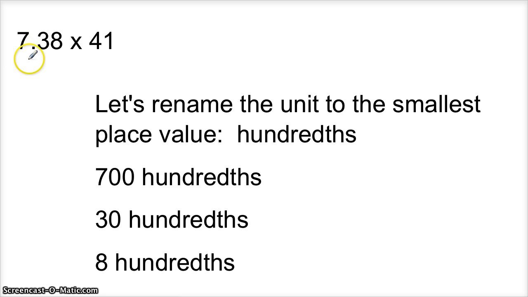So the reason how I got those is I'm looking at my hundredths place, filling in some zeros. So that makes 700 hundredths is what that 7 is worth. That 3 is worth 30 because I'm adding a 0 until I get to the hundredths, 30 hundredths, and then that 8 is worth obviously just 8 hundredths. So here's how I use these numbers to make an area model.